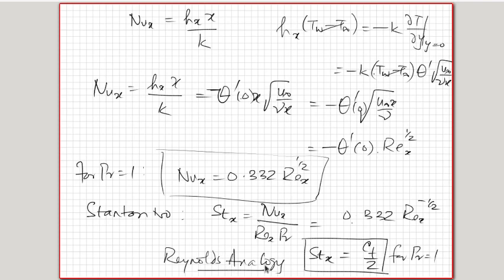Okay, so this is the result that you get for Prandtl number equal to 1. So let's see what happens at the other Prandtl numbers. For Prandtl number much greater than 1, what happens? In the boundary layer, this is nothing but nu is much greater than alpha. So alpha is small, so your thermal boundary layer is thin.